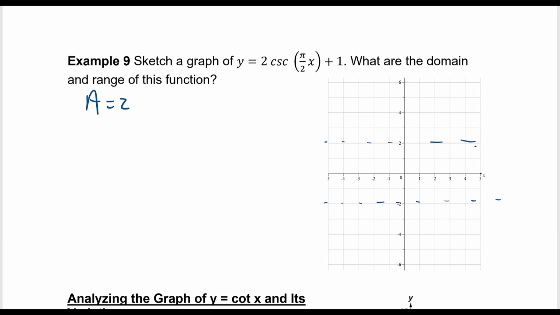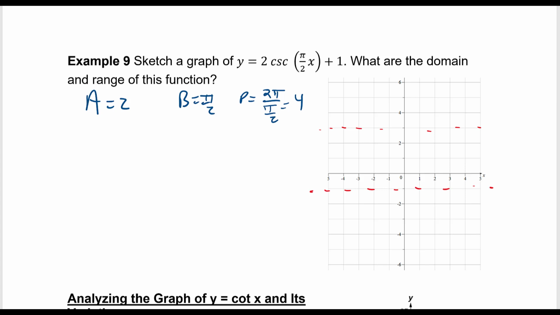And then we're going to have the plus 1. I forgot about the plus 1. Oops. So let's just change that. The plus 1 is going to make that go to 3 and negative 1. Okay, what else do we have? We have b being pi over 2. So the period is going to be 2 pi over pi over 2, which would be 4. So we'd have a period of 4.